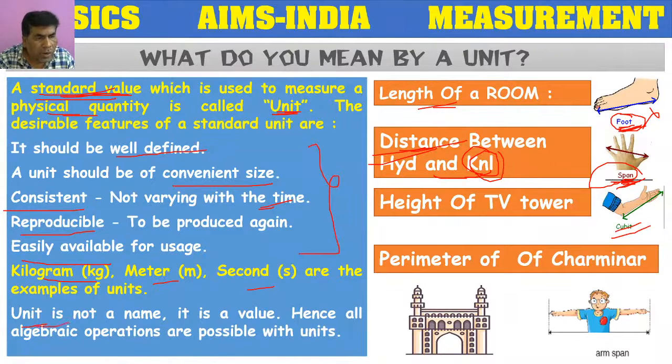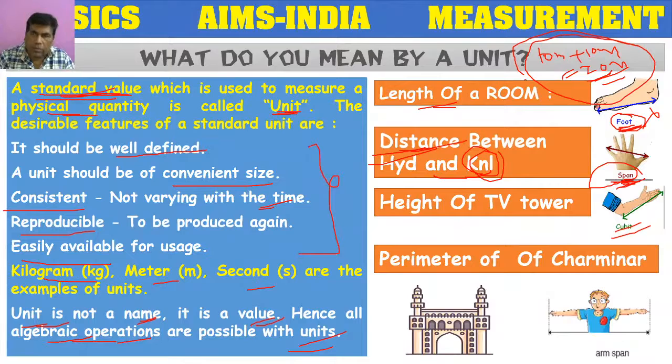Actually, a unit is not a name. It's a value. All algebraic operations are possible with the units. Suppose 10 meter plus 10 meter. What is the value? 20 meter. So here an algebraic operation like addition is possible with the units. That's why it is not a name, it's a value. So this is the definition of unit and its features.